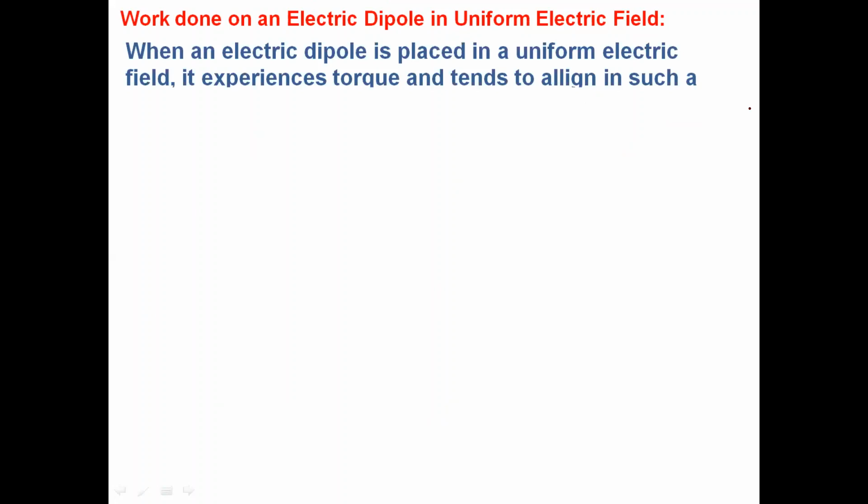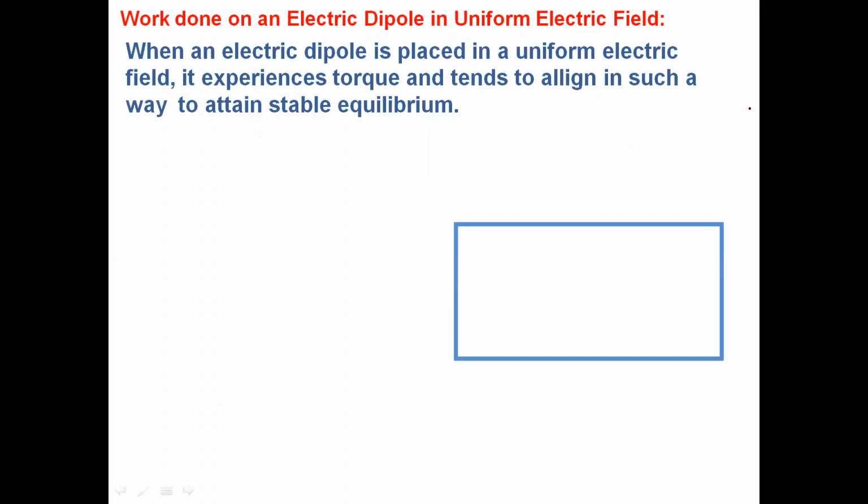Let's start doing the derivation of work done on an electric dipole placed inside a uniform electric field. For that, we can consider an electric dipole. We have discussed in the previous videos what an electric dipole is. An electric dipole is nothing but a system of two equal and opposite charges. Let us name the charges as minus q and plus q, separated by a very short distance. Let 2L be the distance between the two charges so that each of the charges will be at a distance L from the center of the dipole.